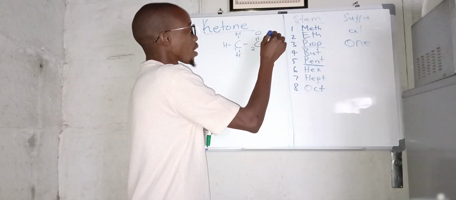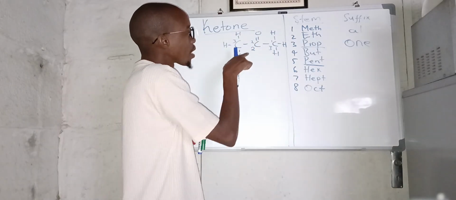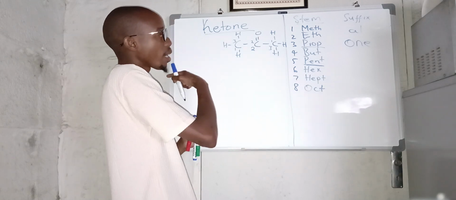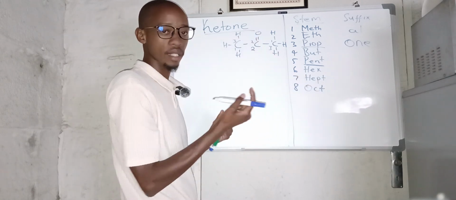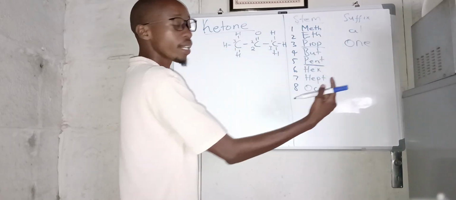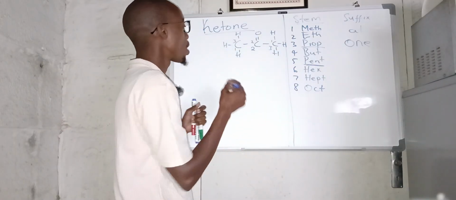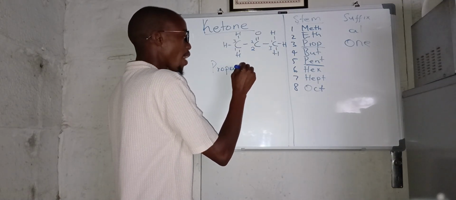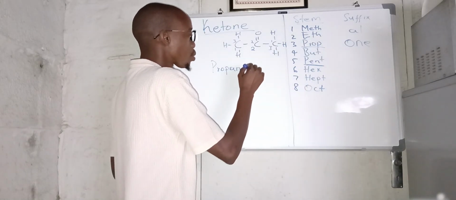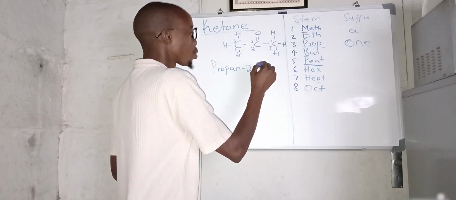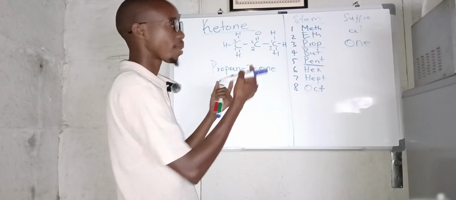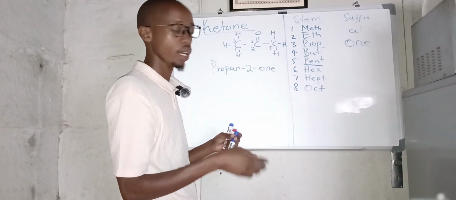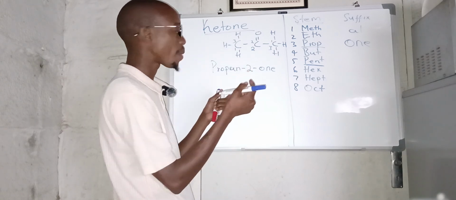Even if we count from this side, 1, 2, 3, the position of the functional group, whether we count from the right-hand side to the left or from the left to the right, always gives us 2 if the numbers of carbons on both sides are equal. So the name is going to be propan, and then we hyphenate and give the position of the functional group, which is 2: propan-2-one. The pronunciation is like when you say you switch something on, so it's propan-2-one. Good.